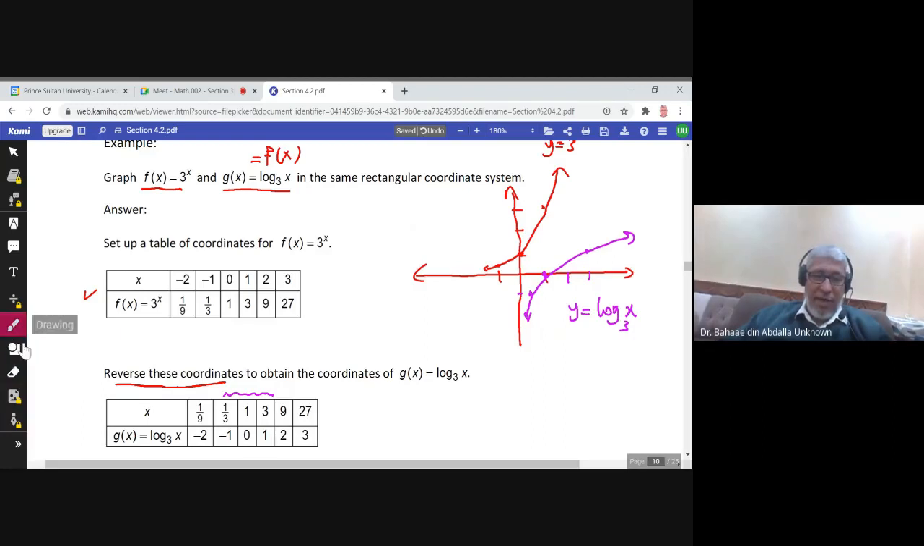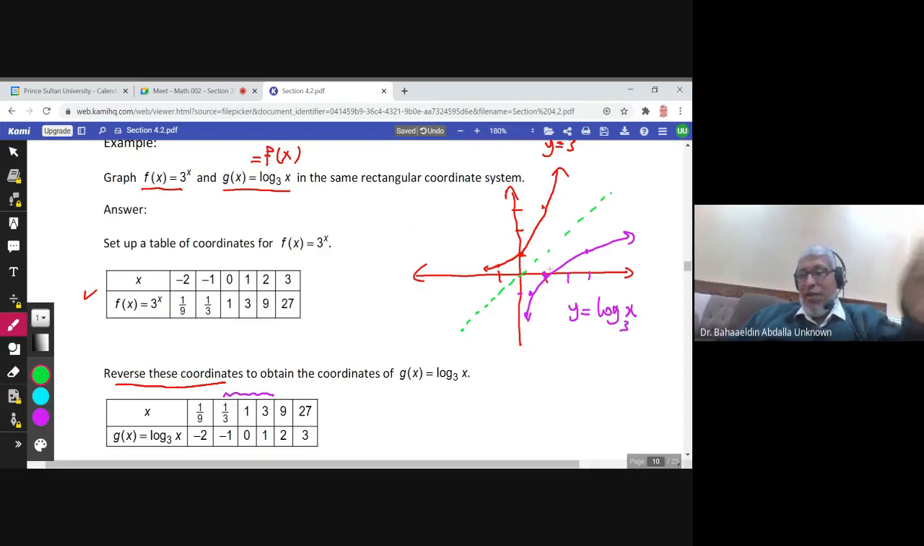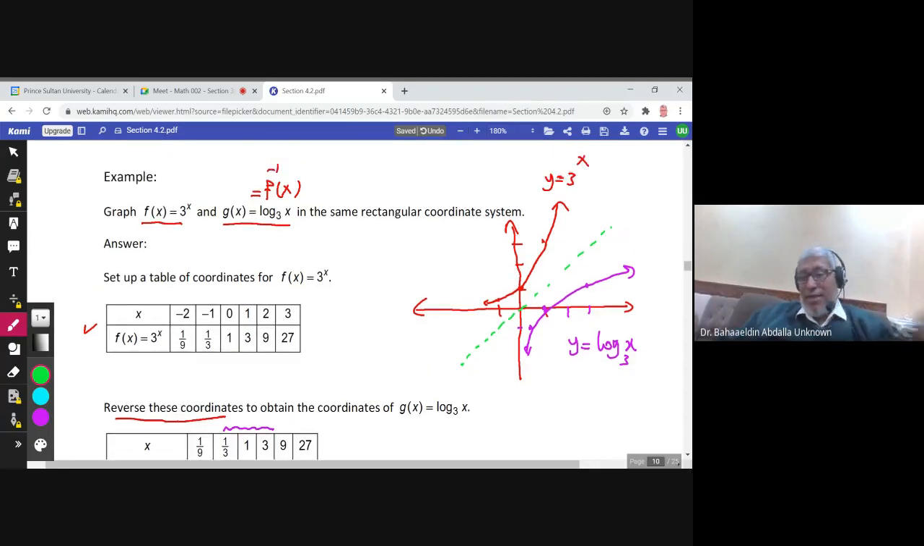And the line y equals x is here. This is the line y equals x. So the graph of y equals log x to the base 3 is the reflection of the graph of y equals 3 to the power x about the line y equals x. Okay.